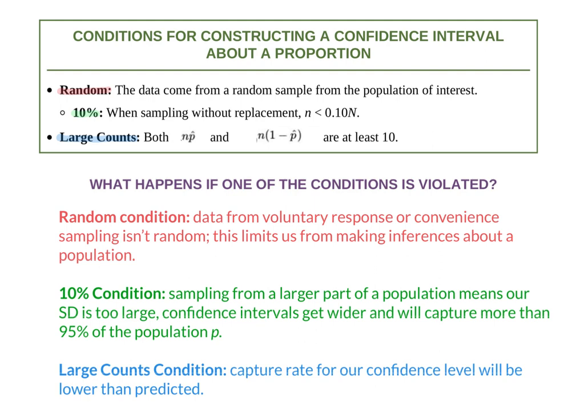And then last and not least, of course, is our large counts condition. The capture rate for our confidence level here will be lower than predicted. Because if our large counts condition isn't met, that means that our sampling distribution is not approximately normal. So that kind of throws a lot of the other things out the window. And we certainly don't want our confidence level to be lower than we even predicted it. That's not good.